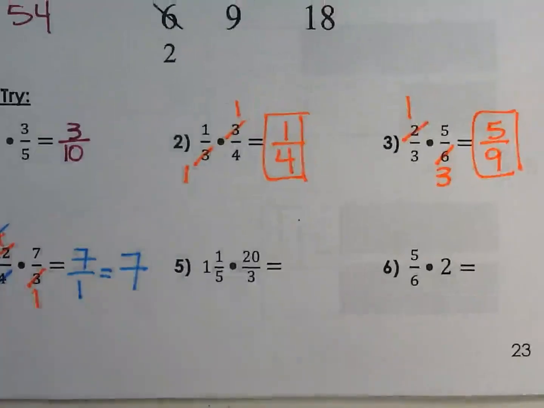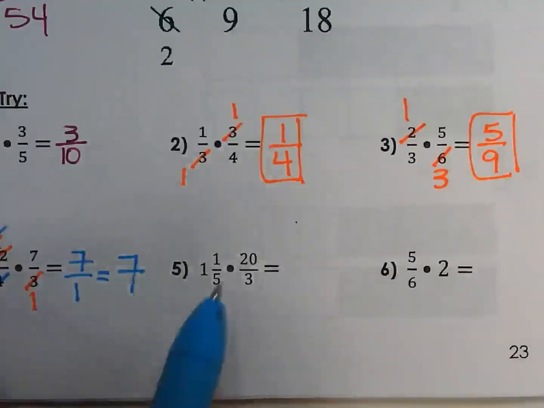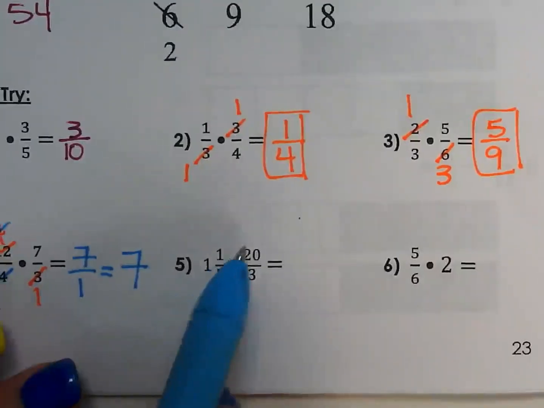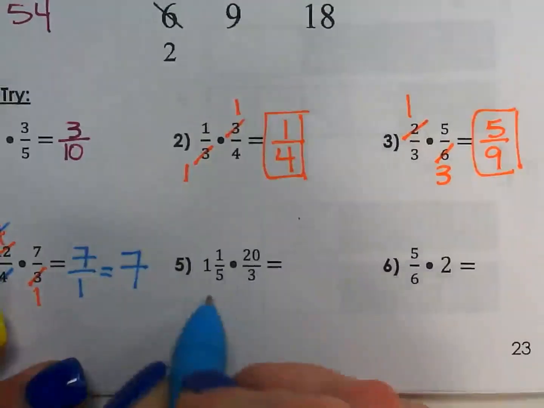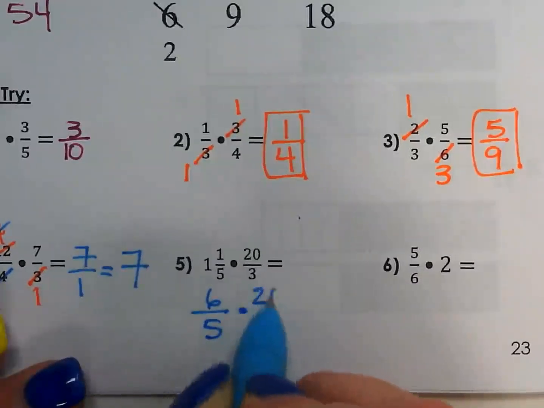Make it improper. Yeah, I got to make that mixed number into an improper fraction. So I do that by multiplying first, right? I have 5 whole pieces in this one, plus an extra piece. So how many pieces do I have? 6. How many did I need to make a whole? 5. I'm still multiplying by 20 over 3.